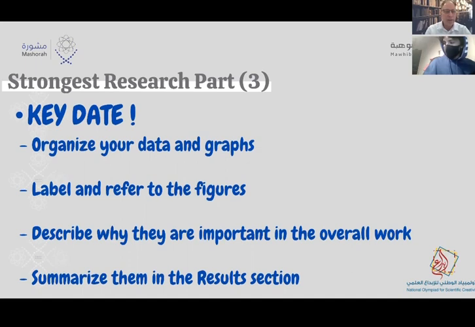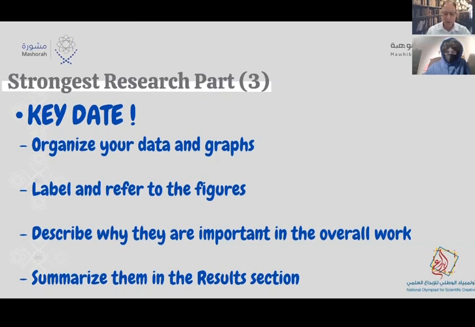Describe why the data is important to the overall work, okay? When you show the efficiency of something, or you show how the supercapacitors work, or whatever it is, show why it's important overall to your purpose. And then summarize them in the results section. That's such an important thing. We talked about the results, the bullet points, and how you can show the key data in there.